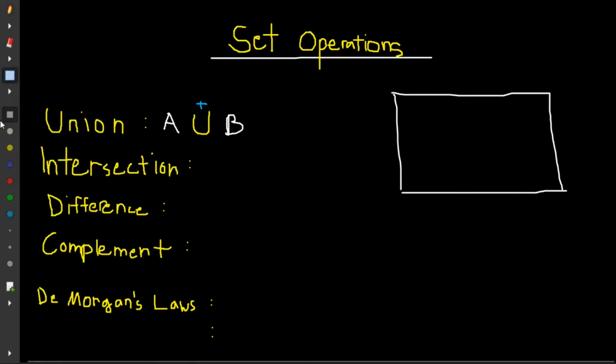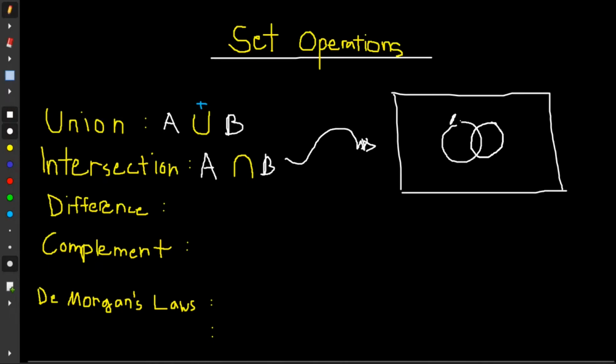Next is the intersection. For the intersection, we denote this with this symbol, which looks like a reverse U, and we put the sets beside it. What we do here is take the common elements between the two sets. To visually represent it, say we have two Venn diagrams out here, say A and B again.